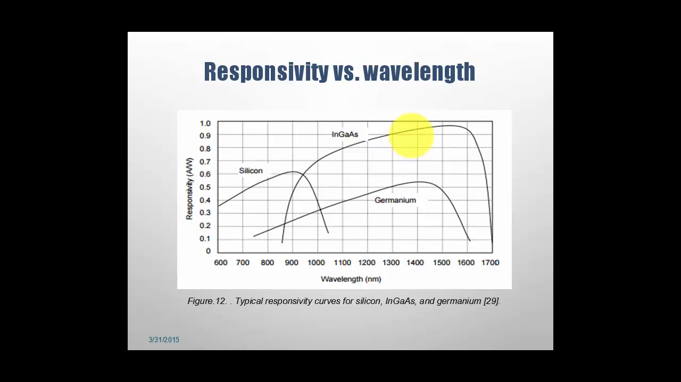because the photons don't have enough energy to kick electrons from the valence to the conduction band, and it's around 1300 to 1500. And indium gallium arsenide is an excellent material for the maximum response. For the lower wavelength, responsivity also reduces because of the increased absorption.